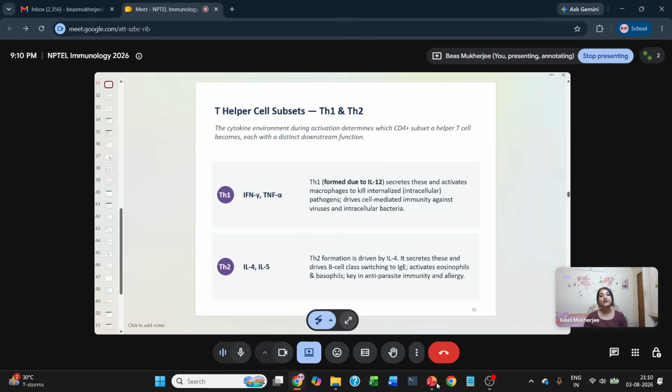Okay. Then we have the Th2 cell. So this Th2 cell formation is driven by interleukin 4. It secretes these and drives the B cell class switching to IgG, activates eosinophils and basophils. The key is anti-parasite immunity response, and allergy. Okay, so the main role is here.